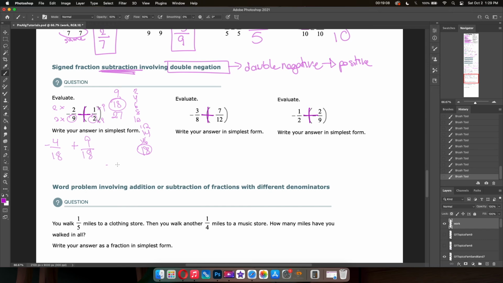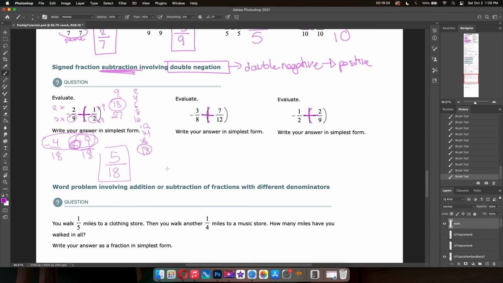We already know the denominator is going to be fixed. I'm not even going to look at it. We have opposite signs, which means we're subtracting. 9 minus 4 is 5. 9 is the bigger number. What's the sign? Positive, so our answer is positive 5/18.